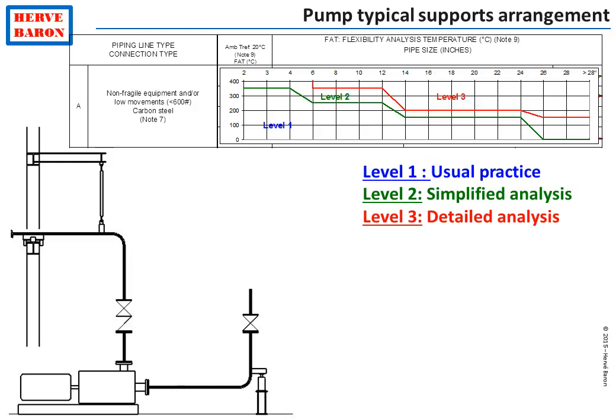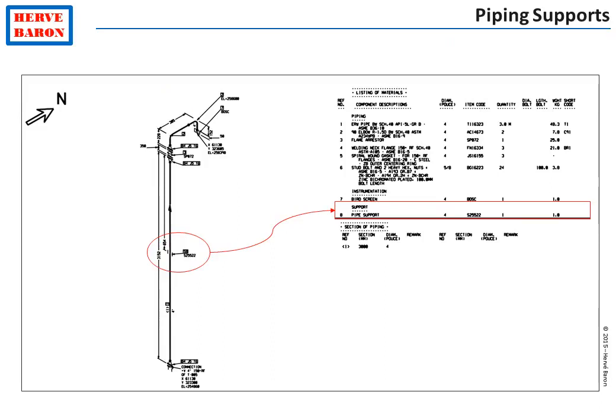Now that we have seen the types of calculations done for lines, let's focus on supports and see what type of drawings are produced for the supports. First of all, as part of the support needs to be installed during the line prefabrication, which is the pipe shoe that is welded to the pipe itself, the type and position of supports must be indicated on the piping isometric.